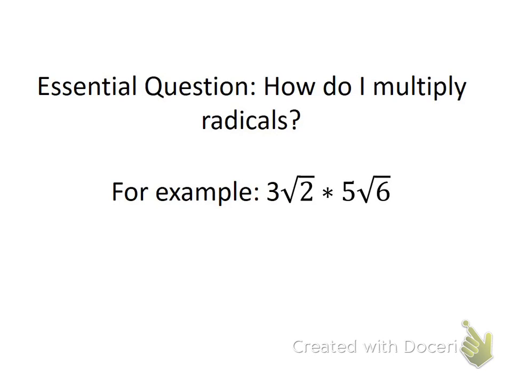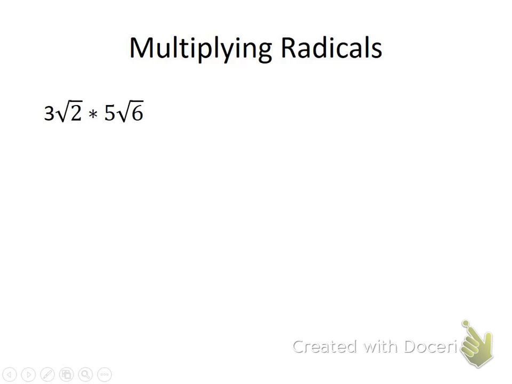Okay, in this video we're going to learn how to simplify expressions wherein we have to multiply radicals, such as, for example, 3 roots of 2 times 5 roots of 6. We've talked about how to add and subtract them. Now we're going to talk about how to multiply them. So let's do that first example. So we're doing 3 roots of 2 times 5 roots of 6.